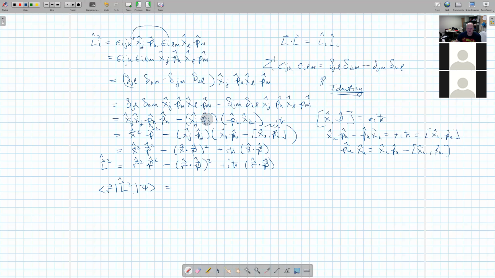So this is going to be equal to R vector, and if I insert this thing, it'll be R vector hat squared, p vector hat squared minus R vector dotted with p, quantity squared, can't forget all my hats, plus IH bar, R dot p psi. So let's look at all this term by term. Okay, so first let's consider this term. So let's look at R vector hat squared, P vector hat squared psi.